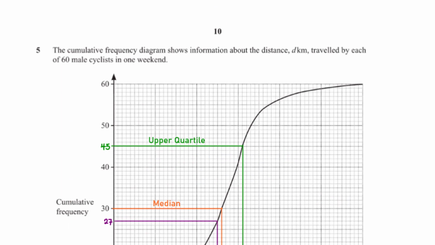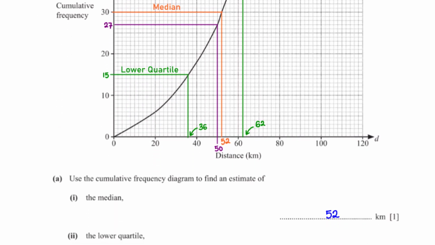The cumulative frequency diagram shows information about the distance d kilometers traveled by each of 60 male cyclists in one weekend. Use the cumulative frequency diagram to find an estimate of the median. To get the median, we map half of 60, which is 30, on the diagram. This gives us the median to be 52 kilometers.